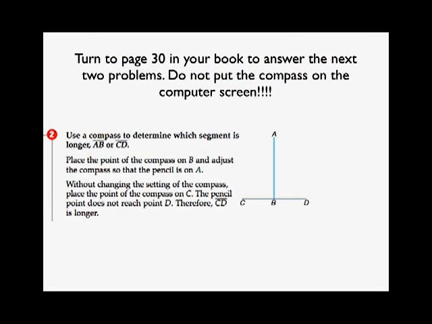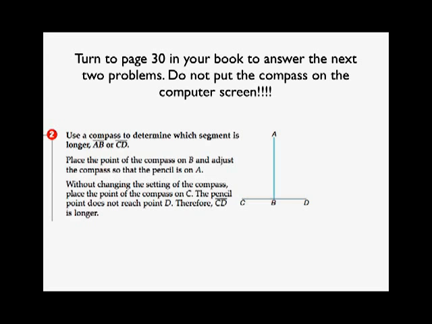Turn to page 30 in your book to answer the next two problems. Do not put the compass on the computer screen. Use a compass to determine which segment is longer, segment AB or CD.